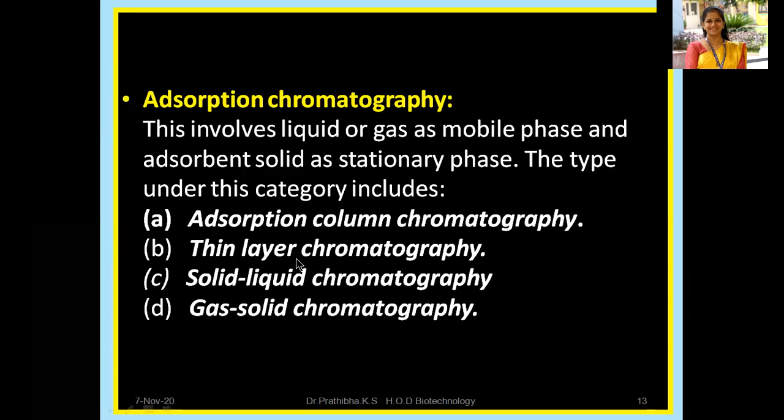For example, in thin layer chromatography, as the name suggests, you make a thin layer of silica. That silica plate will be known as the stationary phase, and the solvent moving in that thin layer will become the mobile phase. In solid liquid chromatography, the solid component will be stationary and the liquid will be the mobile phase. In gas solid chromatography, the gas will be the mobile phase and the solid will be the stationary phase.